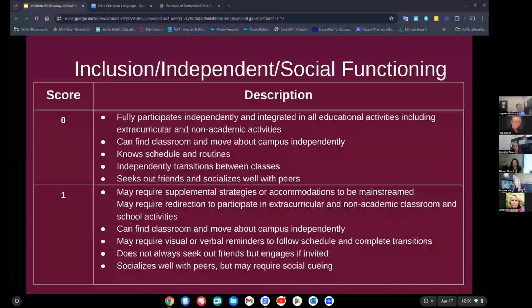So it's not uncommon to see a student have possibly a 2 or a 3 in 1 or 2 areas, and then a 0 or 1 in 2 or 3 of the other areas as well.